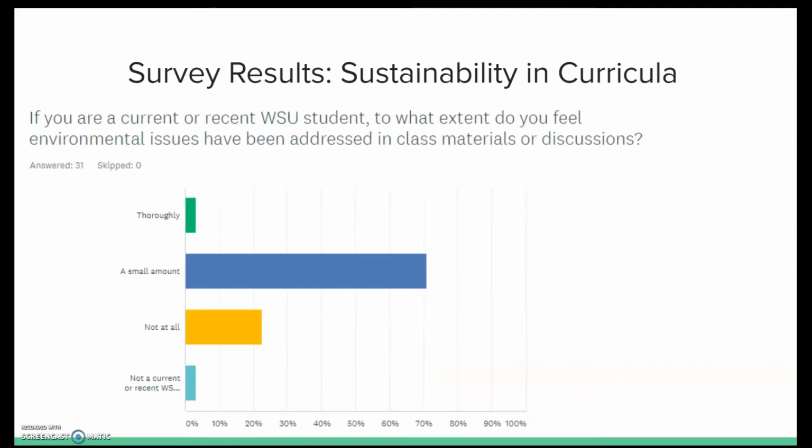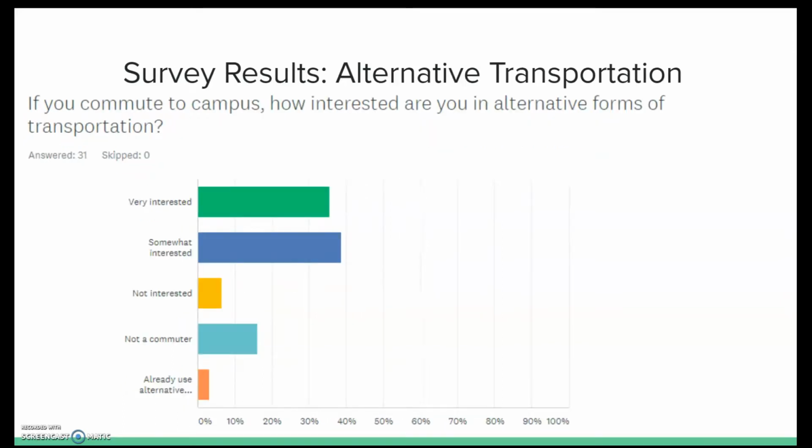I also tried to assess some of the objectives from the strategic plan. One of those was representing environmental issues in class curricula to increase awareness. And I did make a mistake in the wording of this question in not providing a nuanced enough response between a small amount and thoroughly, but this still shows that the students feel that there's a lot more opportunity for that sustainability content to be included.